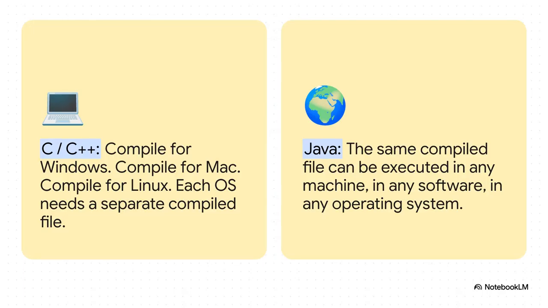So what does that actually mean? Well, think about the old days with languages like C++. You were basically a software chef, right? You'd have to compile a separate version of your program for Windows, another for Mac, and yet another for Linux. It was a ton of work. Java just completely flipped the script with this beautiful, simple mantra: write once, run anywhere.